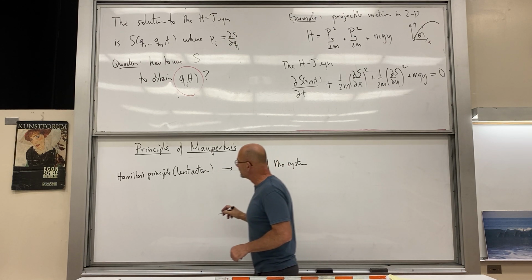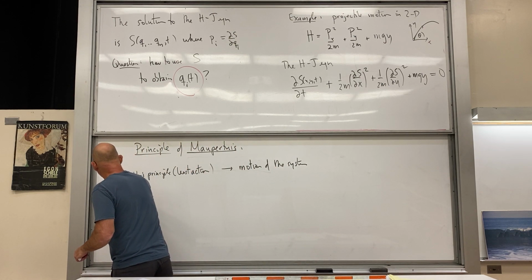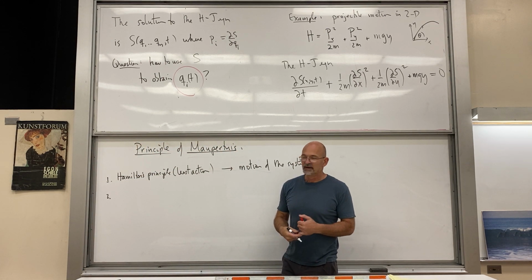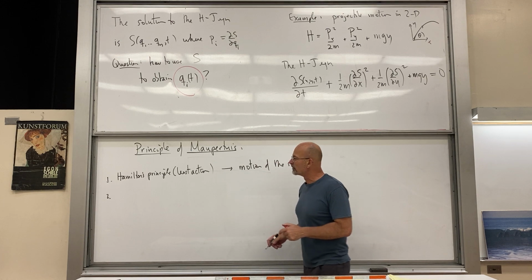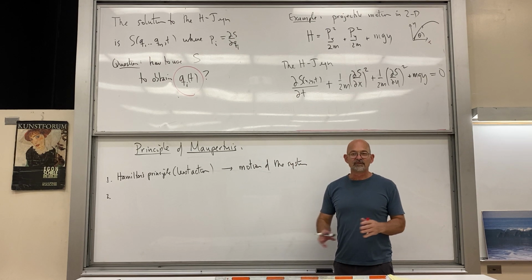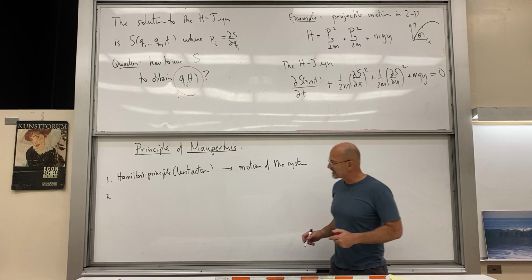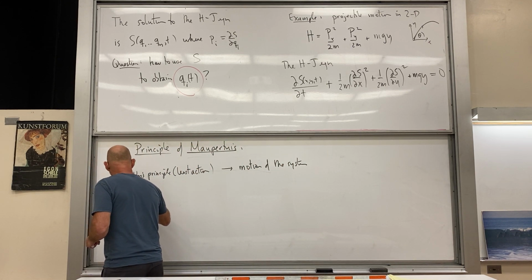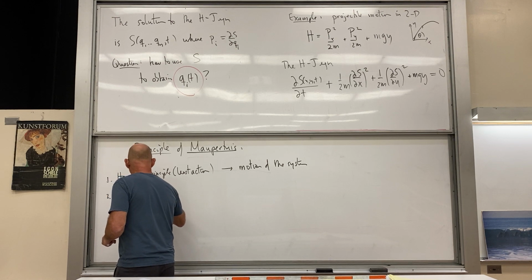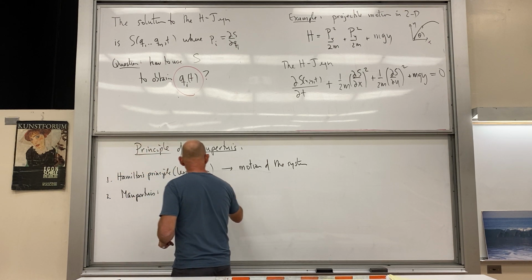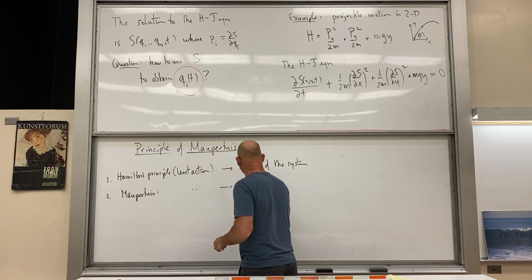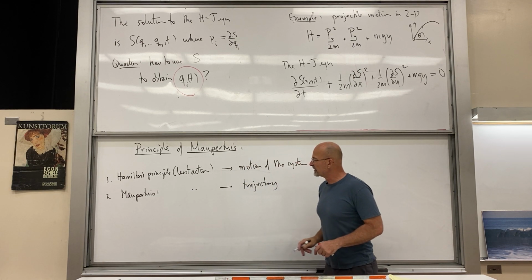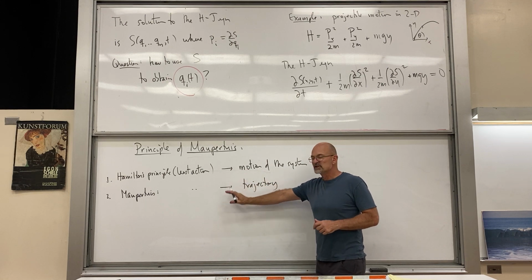Now Maupertuis' principle is going to give us the trajectory. So suppose you don't need to know the motion, which is, say, the full time dependence, but you just want the trajectory. Then Maupertuis' principle will do that, to get the trajectory. So it's a variation on the principle of least action.